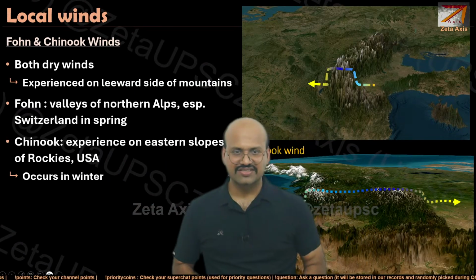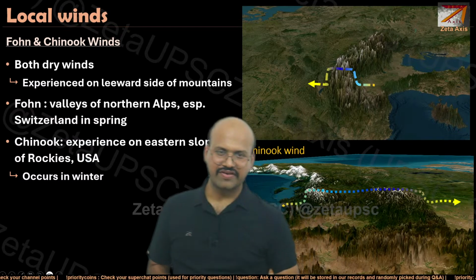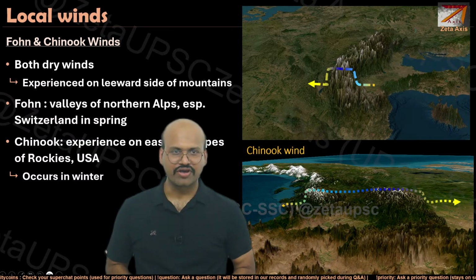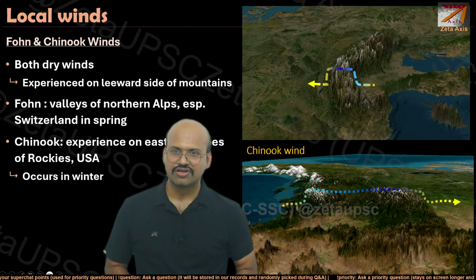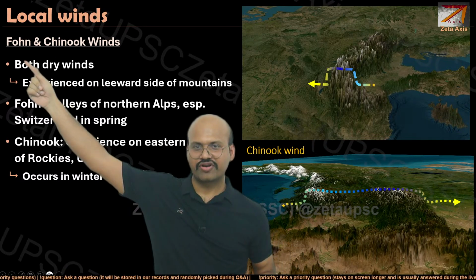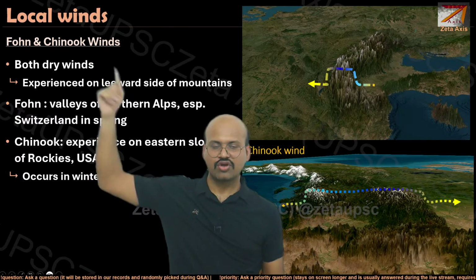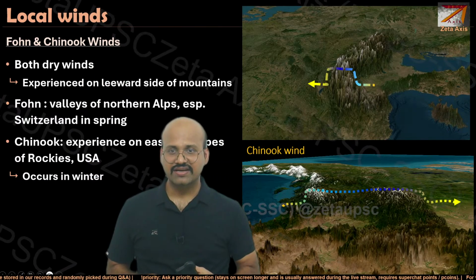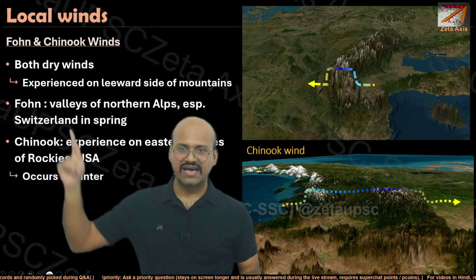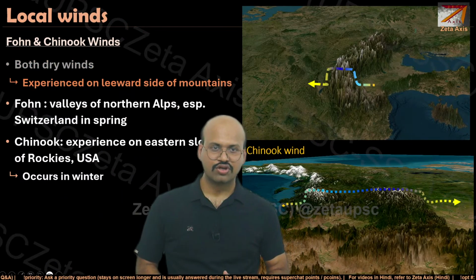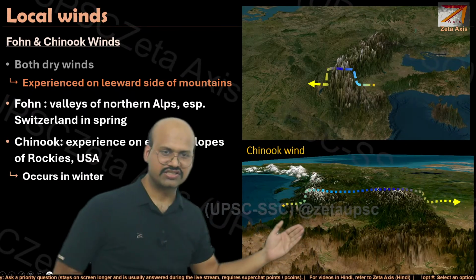Now let's discuss some local winds. Again, we have made a very detailed video on each local wind, but here we are following whatever is discussed in GC Leong. So it discusses two local winds. One is Fohn and another is Chinook winds. Now both of these winds are basically adiabatic winds, and they are dry winds. They are experienced on the leeward side of the mountains. So here is Fohn and here is the Chinook winds.